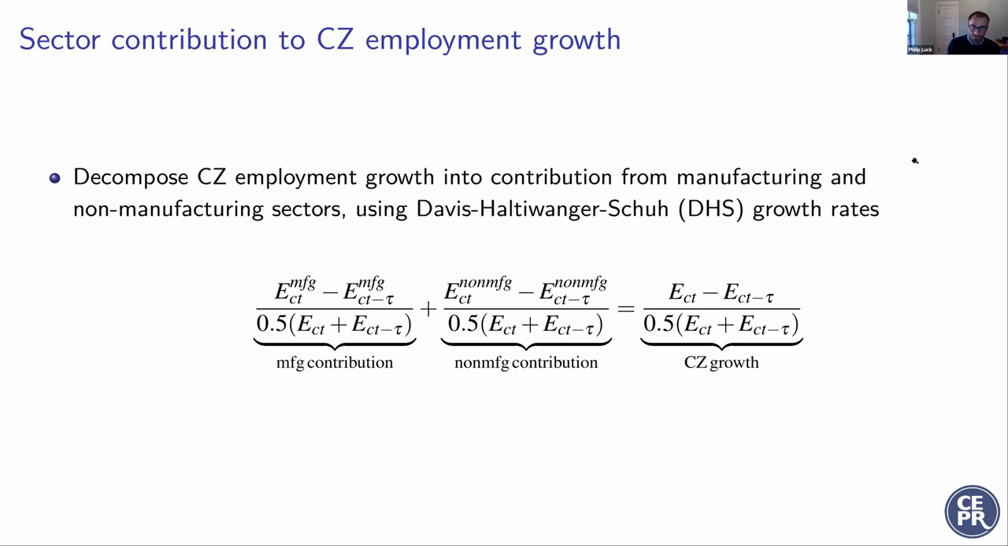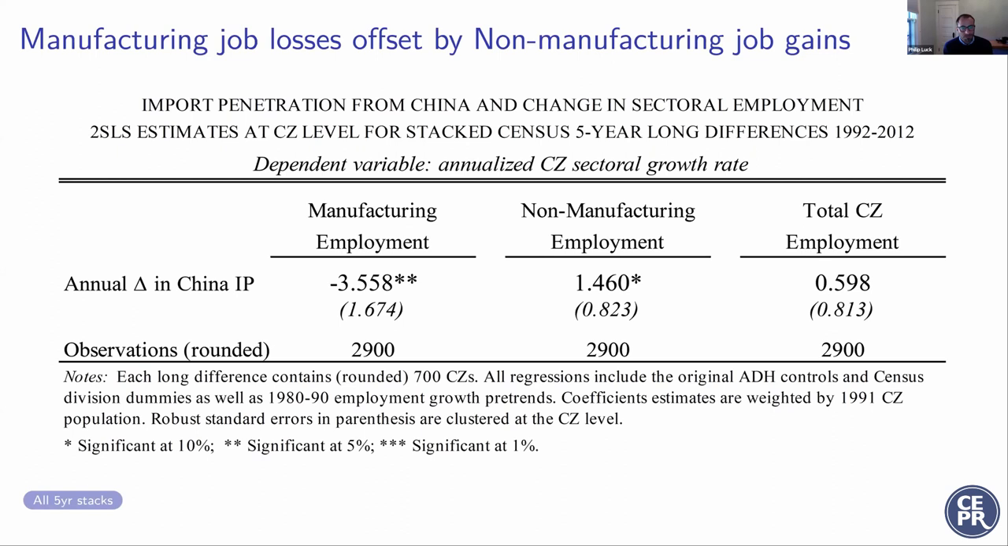Okay, so this is our first set of results. Again, consistent with the literature, we find a robust negative effect in manufacturing employment. However, we find a positive and marginally significant effect in non-manufacturing employment. As a result, the overall effect on employment is not different from zero. So of course, this is different.